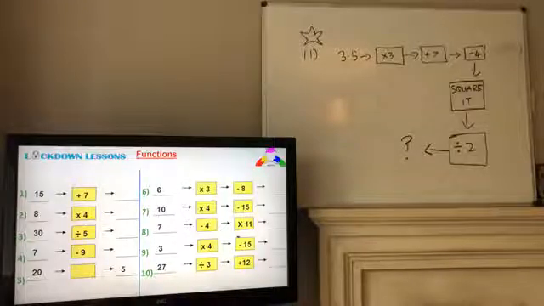Well, let's do 7 take away 7 first. That gets you to 0, doesn't it? Yeah. So how much more have you still got to take away? 2. So what is 0 take away 2? Negative 2. Okay, good.